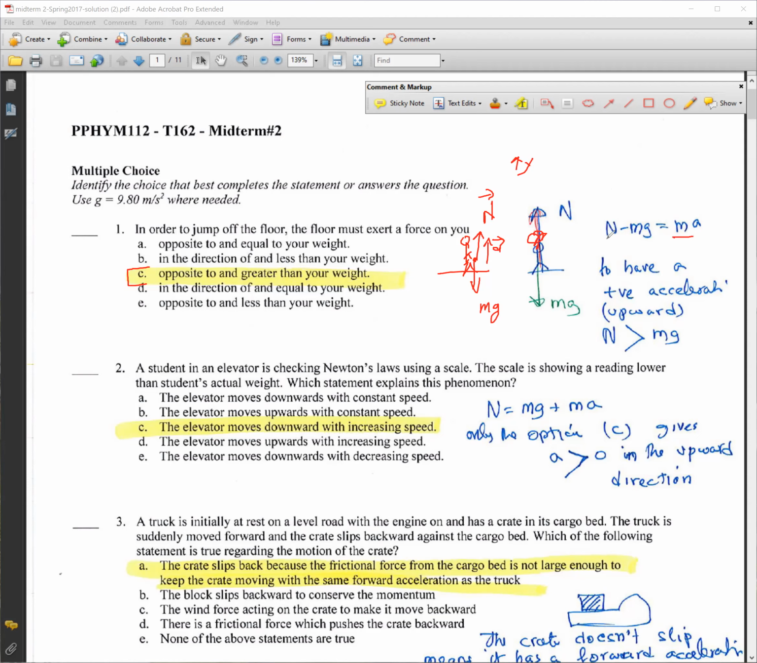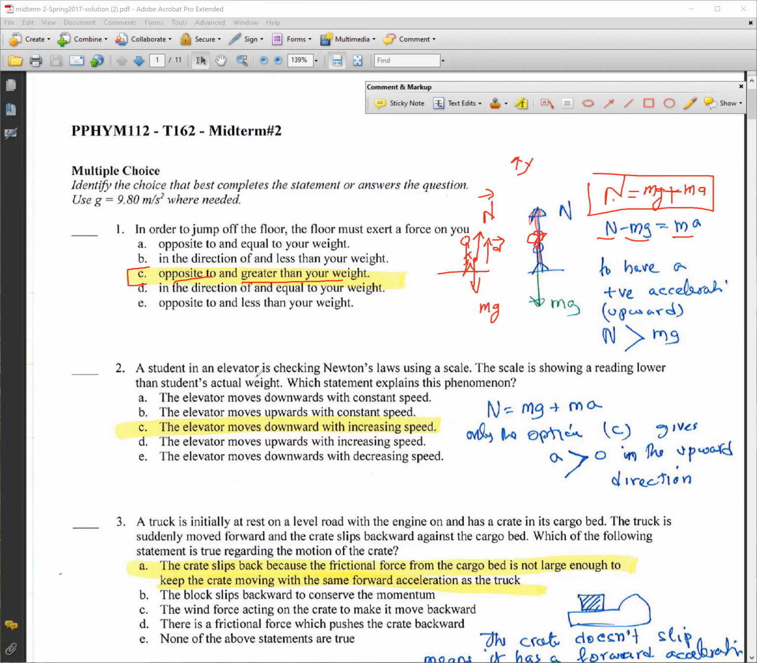Now, what are the forces acting? We have normal, positive, minus mg. So mg is pointing down, so that's minus, equal to mass times acceleration, which means normal equals mg plus ma. So that means the normal will be greater than the weight. So that's why we have here opposite to, okay, so the normal is opposite to and greater in magnitude than the weight. Right, so that's question number 1.